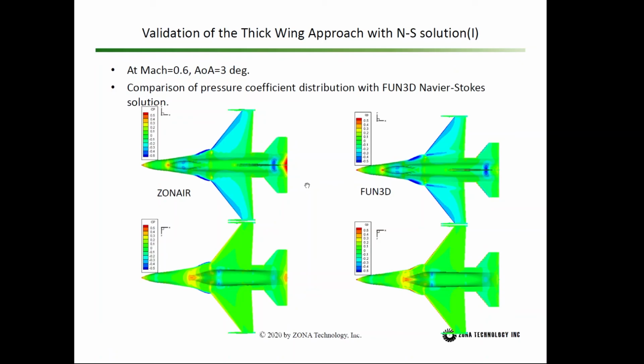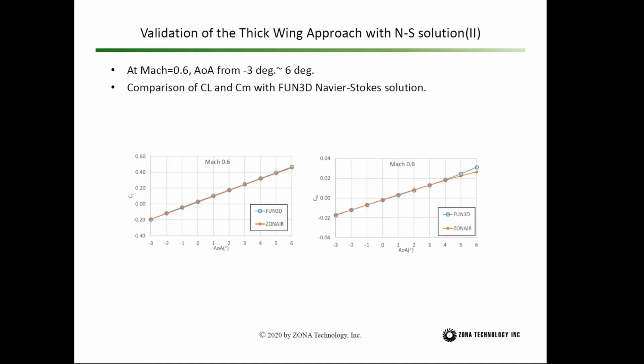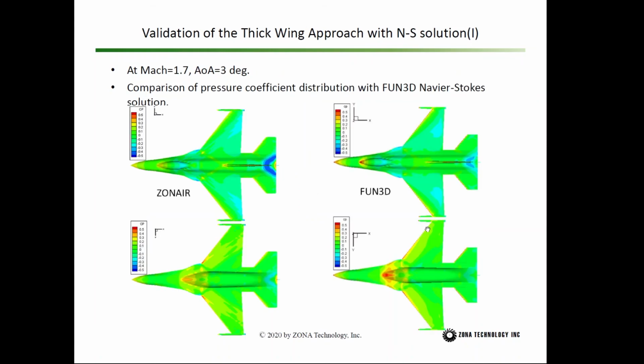So we compare the ZONAIR solution with the Fun3D Navier-Stokes solution at Mach 0.6, angle of attack 3 degrees. This is upper surface CP, this is lower surface CP. You can see we get a good comparison. And then we compare the CL with angle of attack, CM with angle of attack between the Fun3D and the ZONAIR solution. We get a very good correlation.